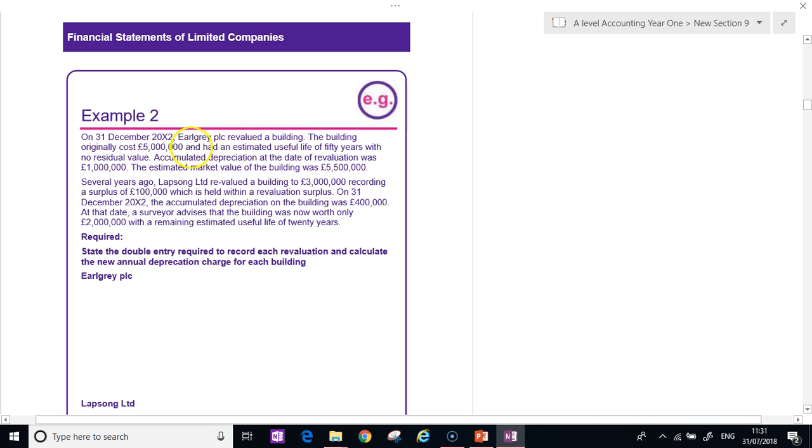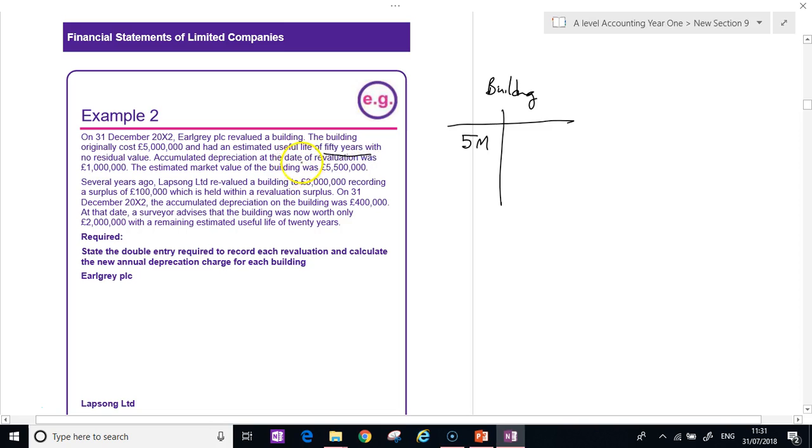We actually have two buildings here that we're talking about, but let's look at the first building. It says the building originally cost 5 million. So that's your building, and your building originally cost 5 million. And this is some time ago, right? And it says that this building has an estimated useful life of 50 years.